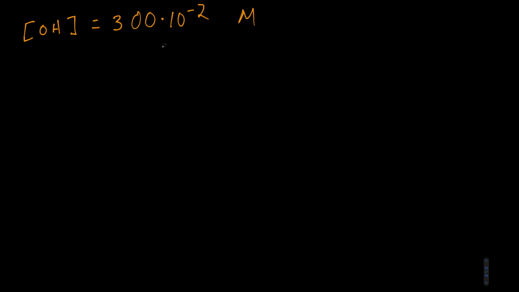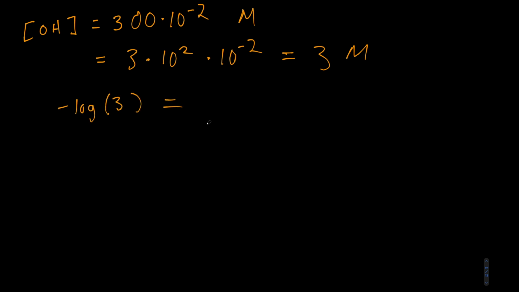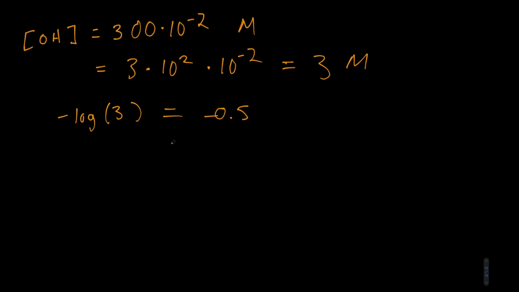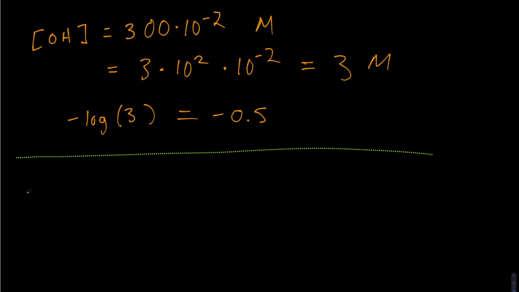So we want to find the pOH. What do we have to do? We have to take the negative log of this. So you can split this up into 3 times 10 to the 2 times 10 to the negative 2. And you can add these exponents. So 2 plus negative 2 is 0, and that is equal to 1. So this is just equal to 3 molar. So you would really just be taking the negative log of 3. And see, by Kaplan, it's a little bit confusing, but if you had it memorized, you would just know that's about negative 0.5, right? Because you know log of 3 is 0.5. And so that's much quicker and really handy to be able to do any log calculation quickly.